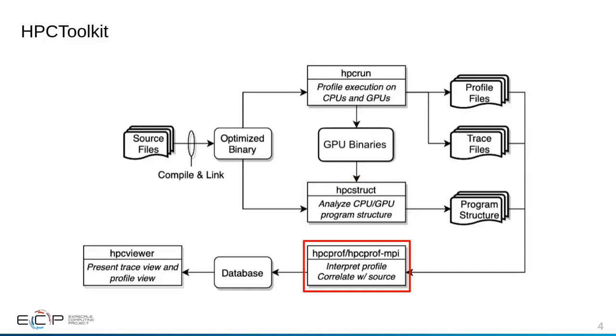HPCProf attributes performance data gathered at runtime to program structure, resulting in a single unified performance database. HPCViewer then allows you to browse this database using a graphical interface, allowing you to identify performance losses and hotspots with just a few clicks.